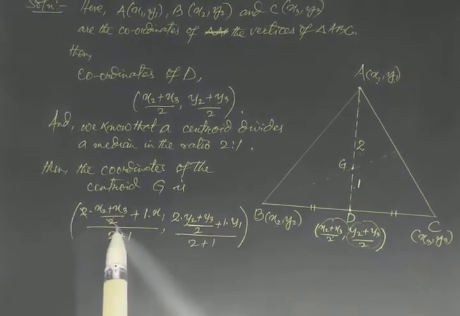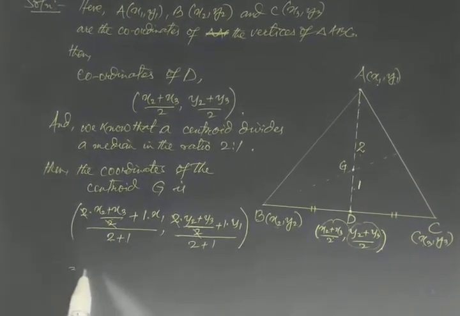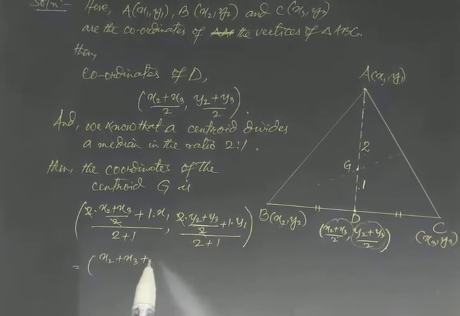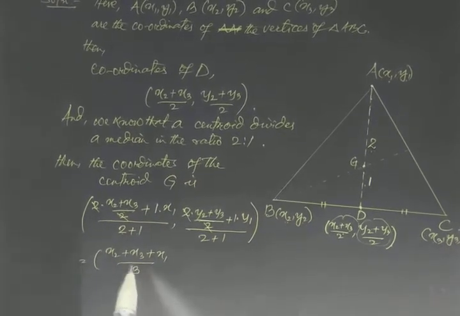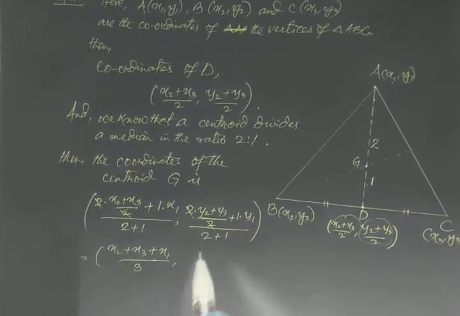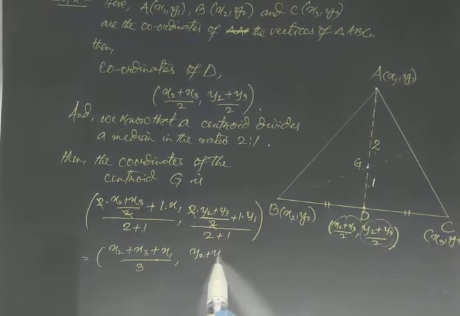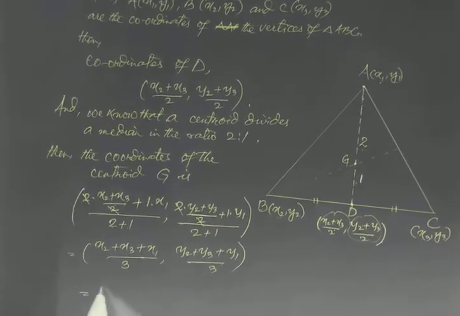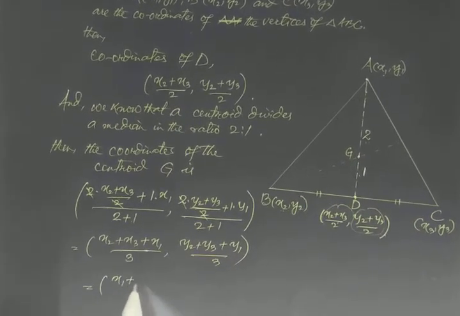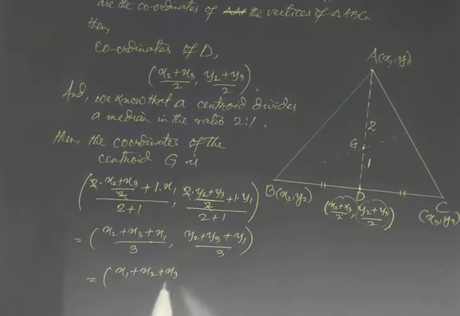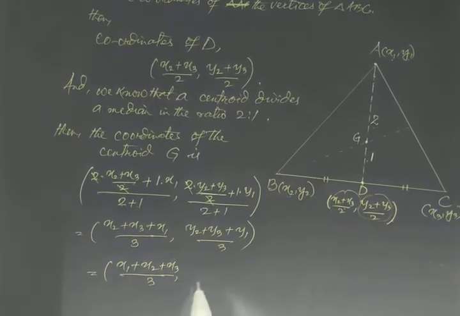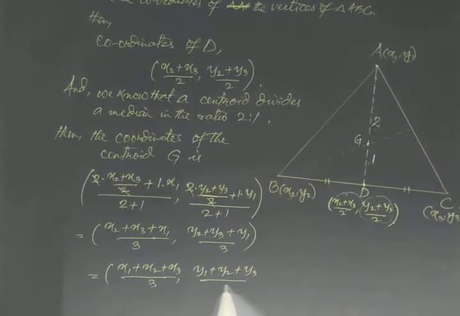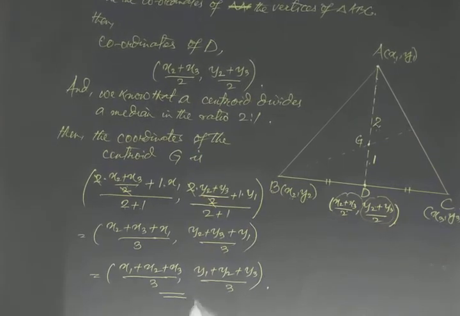Now cancelling 2 and 2 here, we have (x2 plus x3 plus 1 into x1, that is x1) divided by 2 plus 1, which is 3. Once again, (y2 plus y3 plus y1) divided by 3. On rewriting this, starting with x1, we get (x1 plus x2 plus x3) divided by 3, (y1 plus y2 plus y3) divided by 3, which is the coordinates of the centroid of any triangle.